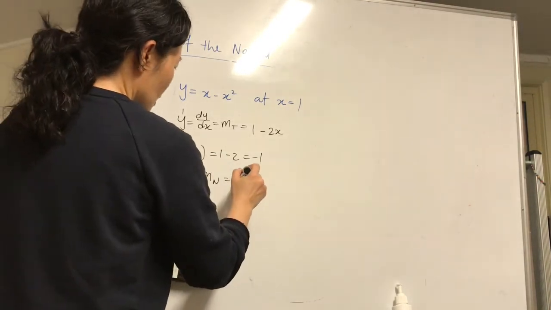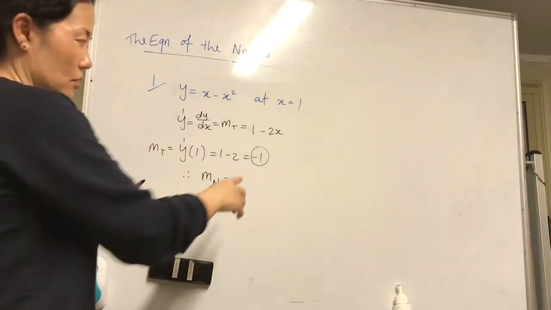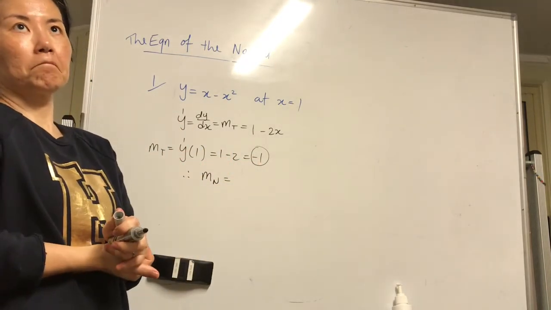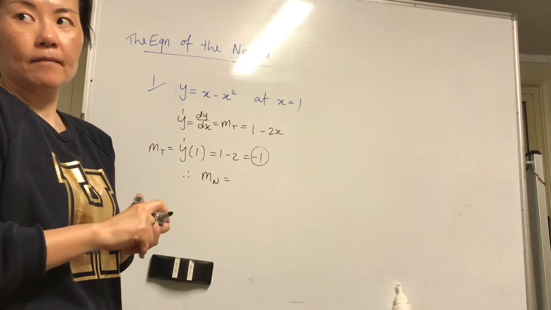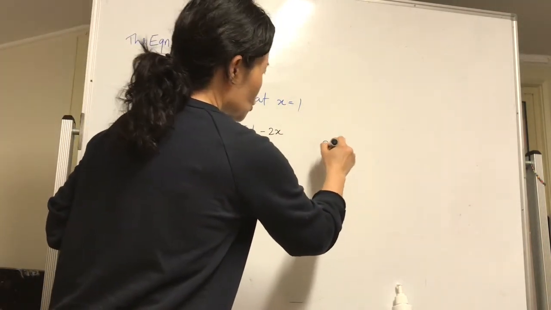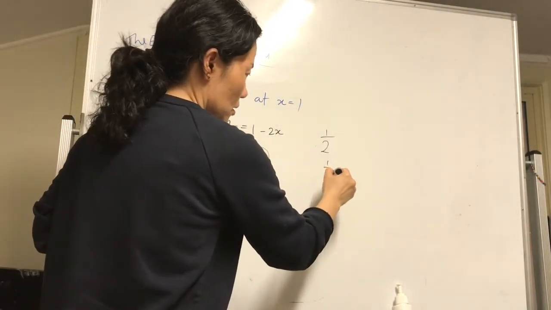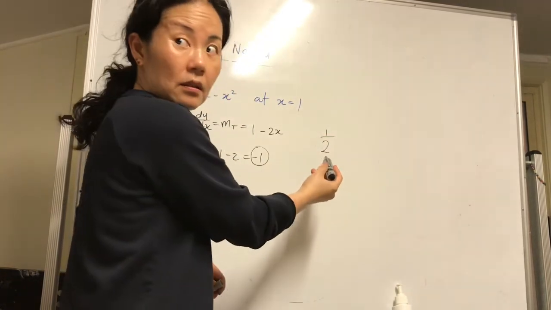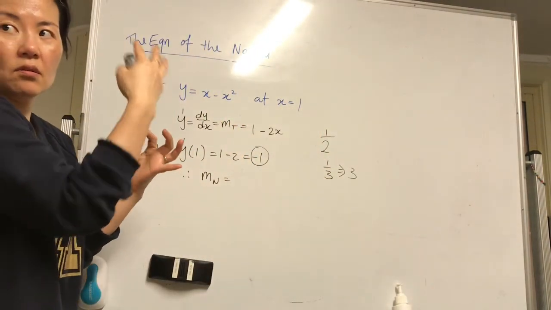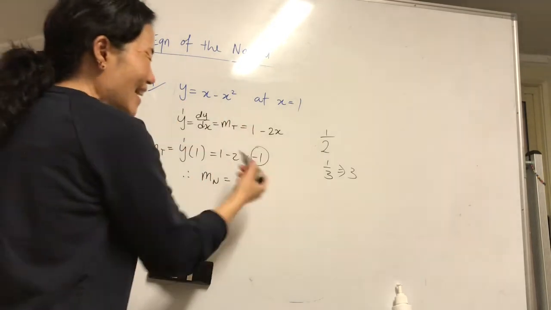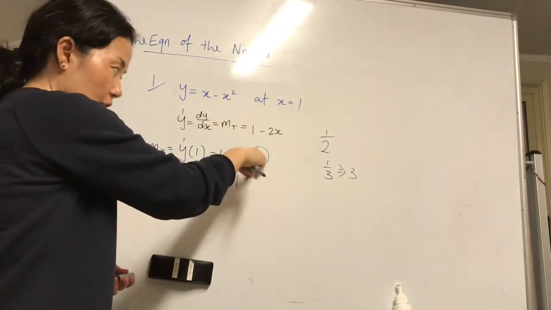It's the negative reciprocal of the gradient of the tangent. So what's the reciprocal of -1? If the reciprocal of 2 is a half, the reciprocal of 3 is 1 over 3. So what's the reciprocal of 1 over 3? It's 3. So the reciprocal of -1 is -1 over 1, which is just -1, but it's the negative of that, so the negative reciprocal of -1 is 1.